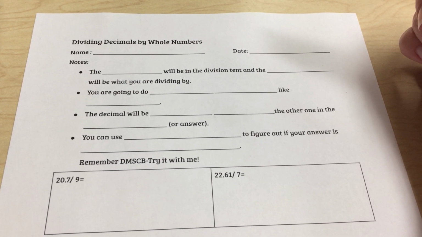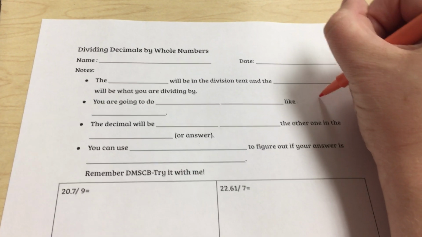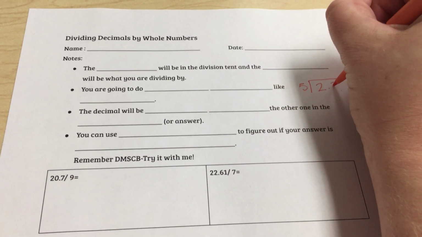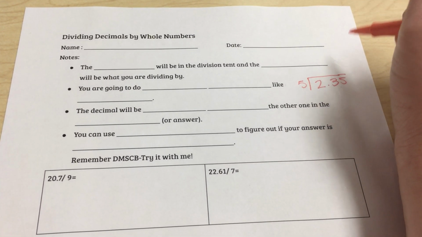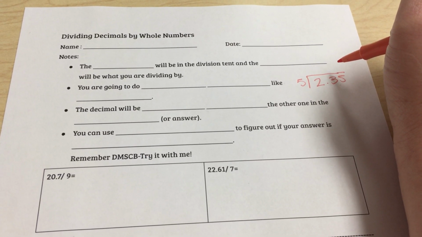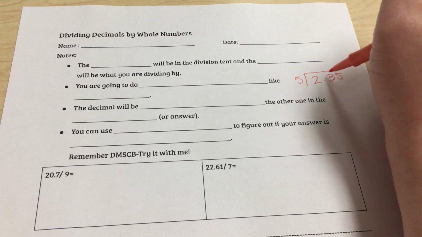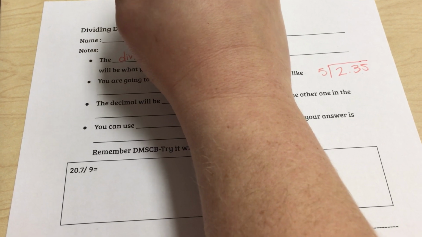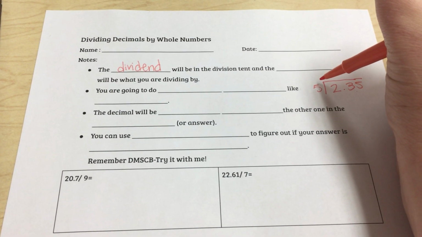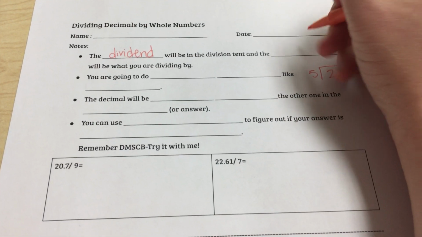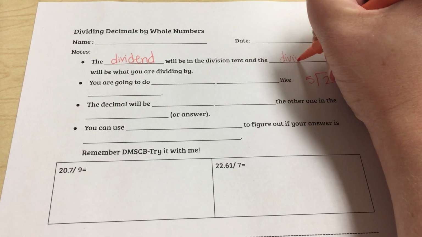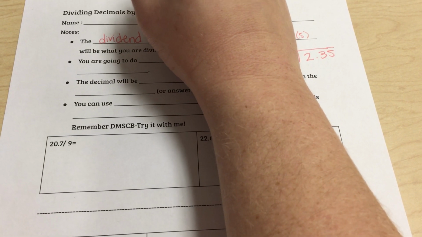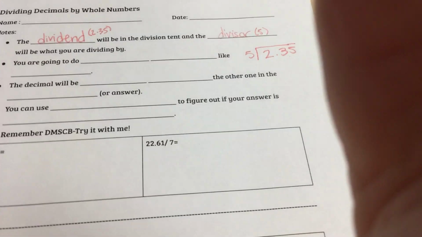The first thing you need to know are the parts of long division. So we know we have a long division problem. It looks something like this. For the sake of this, I'm just going to put 5 and 2 and 35 hundredths. So this number that you have inside this division tent, that is called the dividend. And this outside portion that you're dividing by is called the divisor. So if you wanted to put here like 5, and if you wanted to put here 2.35, that way you remember which is which.